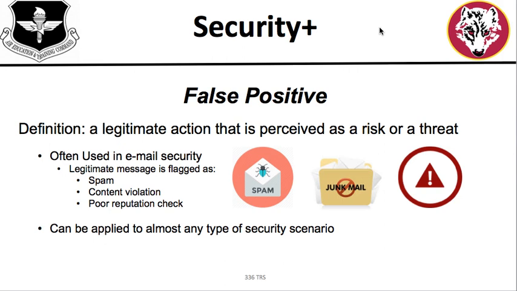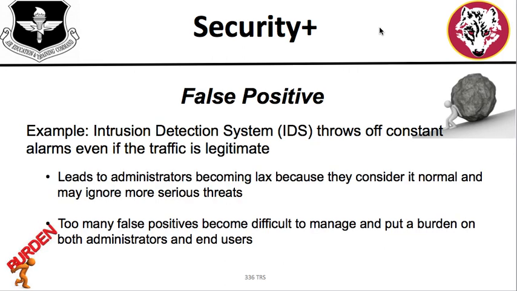A prime example of false positives that may occur is through one's email. Legitimate messages can be flagged as either spam, be considered a violation of content, such as zip files, and poor reputation checks. That being said, false positives can be applied to almost any type of security scenario. Let's look at another example of false positive.